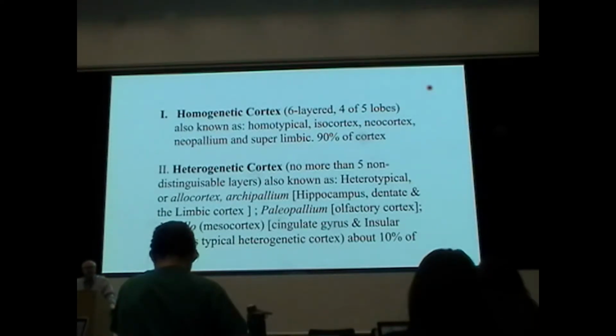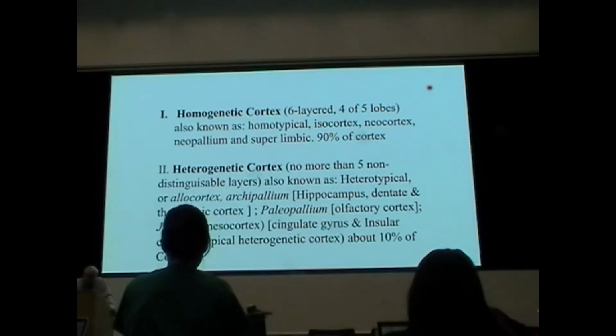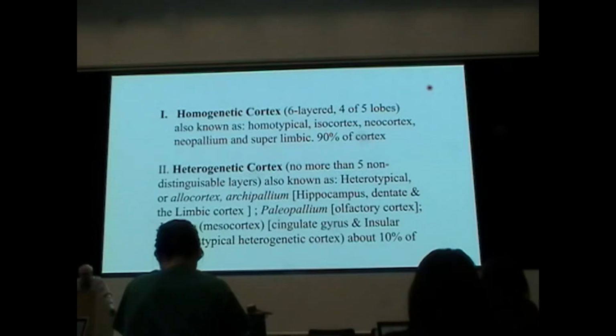So this is 90% of the cortex, which is six layers. The heterogenetic cortex has no more than five, but usually three. Okay? Also known as the heterotypical allocortex, old pallium, these are areas such as the hippocampus, the dentate nucleus, and the limbic cortex, the cingulate gyrus area as it becomes a parietal gyrus, the paleopallium, that's part of the olfactory cortex, we'll talk about that again, the juxtallocortex or mesocortex, cingulate gyrus, insula, typically heterogenetic cortex. So about 10% of the cortex does not have six defined layers.